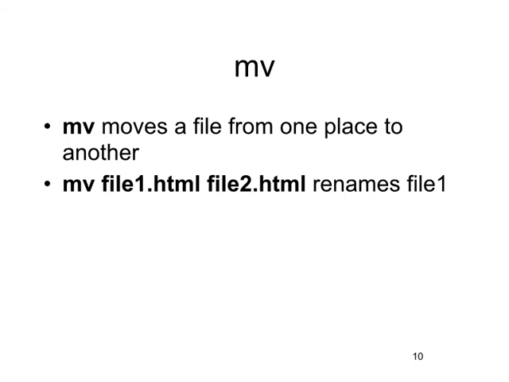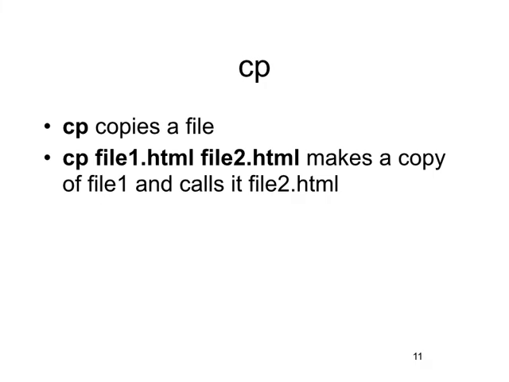So mv is short for move, and it allows you to move files from one place to another. So mv file1.html file2.html basically renames file1 to file2. cp would copy a file. So cp file1.html file2.html would make a copy of file1 and call it file2.